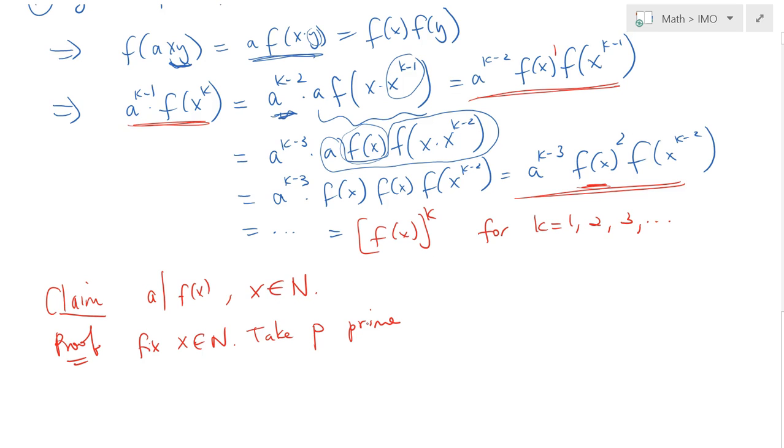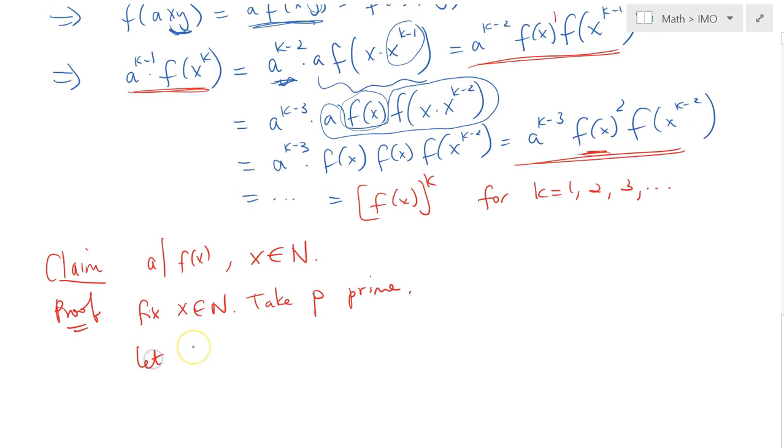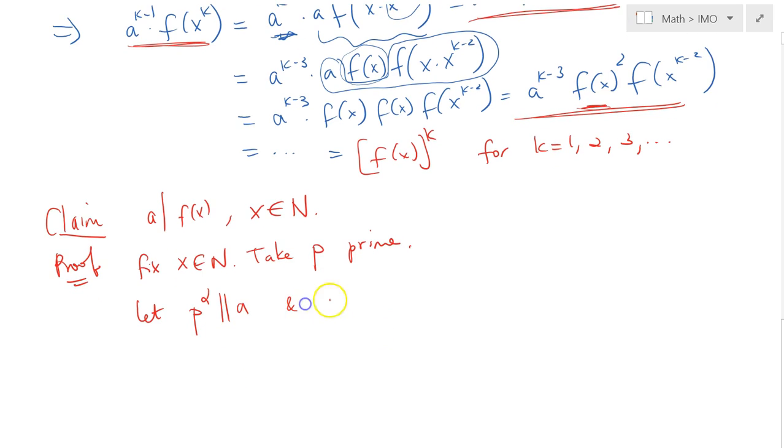Okay. So we take this prime p, and let's assume that p to the alpha is the highest power of p dividing a. So therefore p to the alpha perfectly divides a, and similarly, let p to the beta perfectly divide f of x, be the highest power of p that divides f of x. So this two parallel type of sign is telling you that no higher power of p would be dividing f of x.